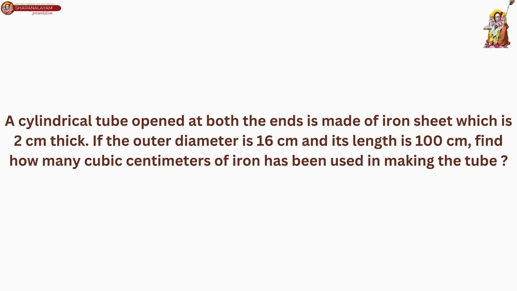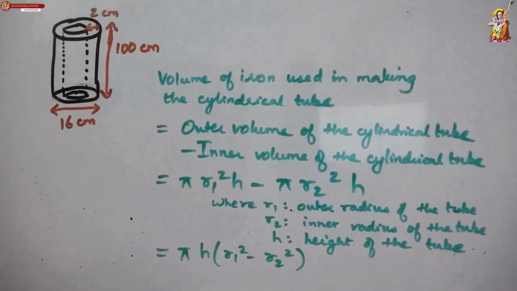Next question. A cylindrical tube opened at both the ends is made of iron sheet which is 2 centimeters thick. If the outer diameter is 16 centimeters and its length is 100 centimeters, find how many cubic centimeters of iron has been used in making the tube. So, how do we do this?